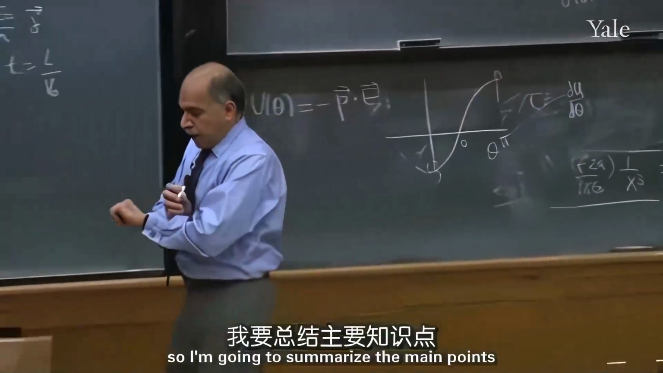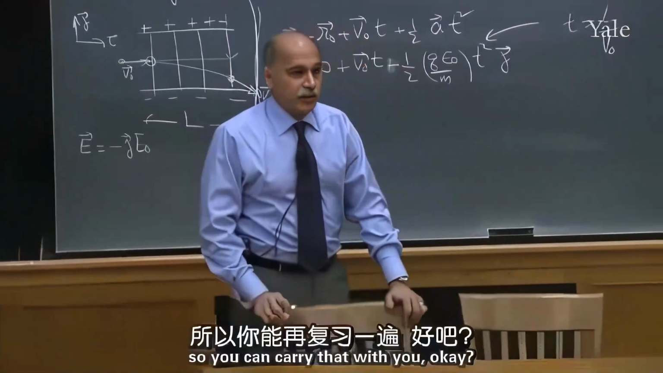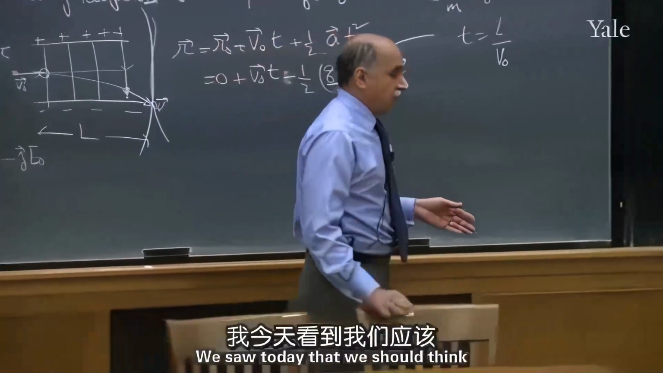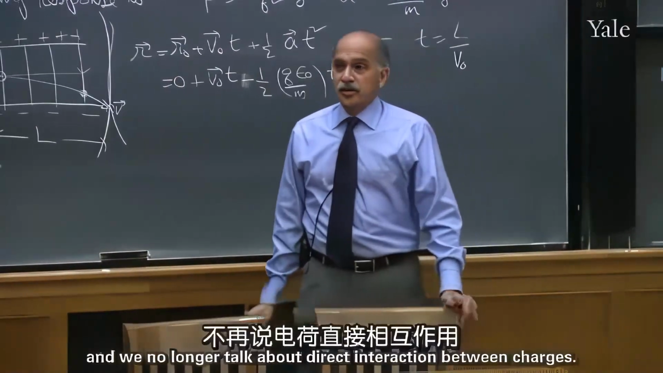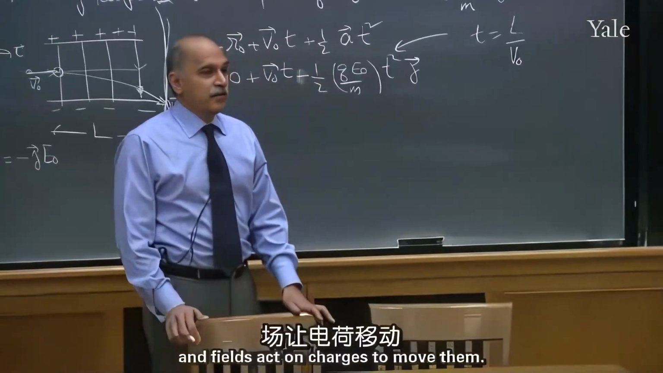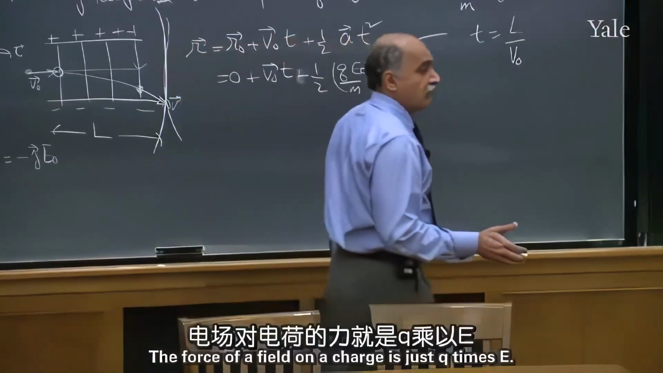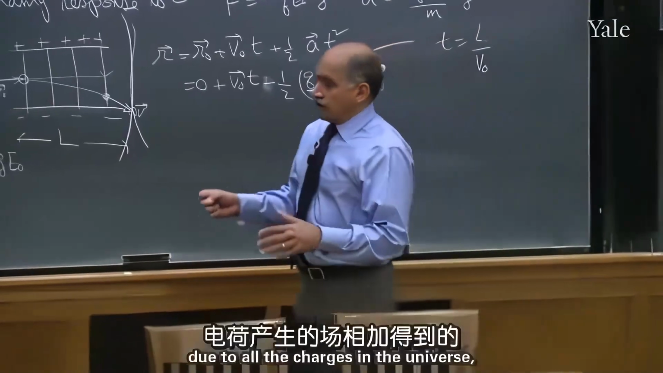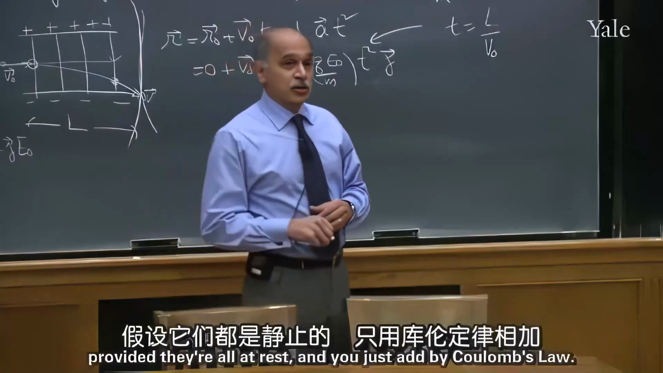All right, so I'm going to summarize the main points so you can carry that with you. We saw today that we should think in terms of electric field from now on. And we no longer talk about direct interaction between charges. We say charges produce fields, and fields act on charges to move them. The force of a field on a charge is just Q times E. The field is found by adding the field due to all the charges in the universe, provided they're all at rest. Then you just add by Coulomb's law.